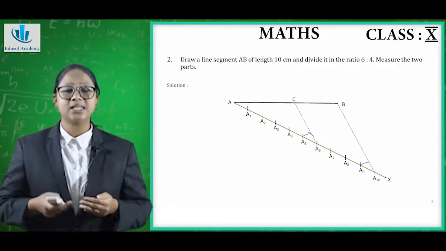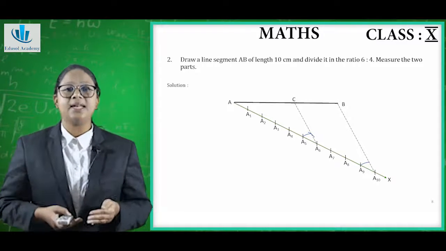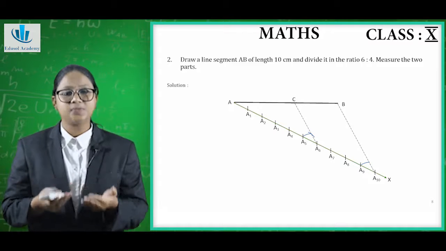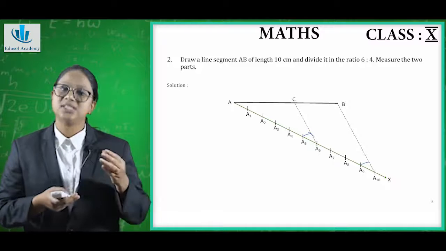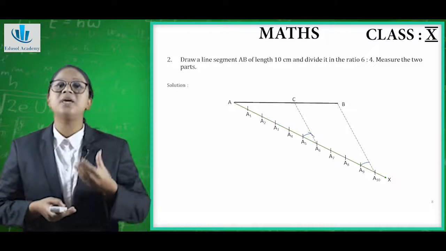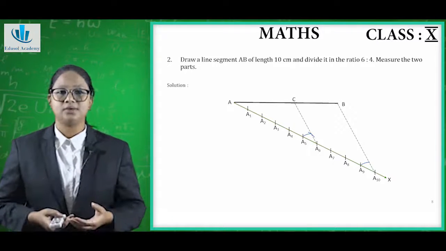Now you can see that AC is bigger than BC. So as per the theorem, as per the ratio, it is 6/4. So 6 is bigger than 4. So AC is bigger than BC. We got it, right?